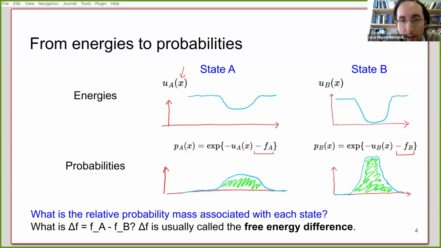Let me write it here. This probability mass is going to be exponential of f_A, for example. And the same thing is going to happen with the other distribution.